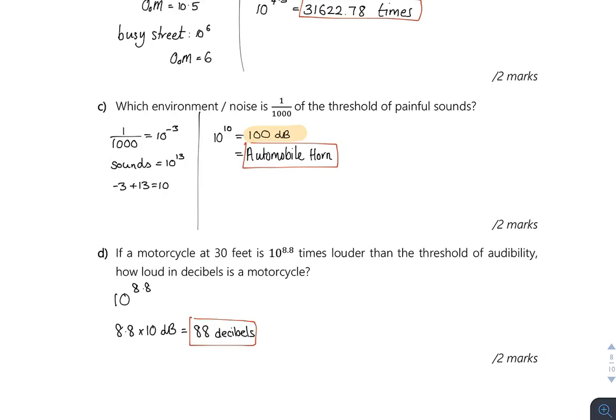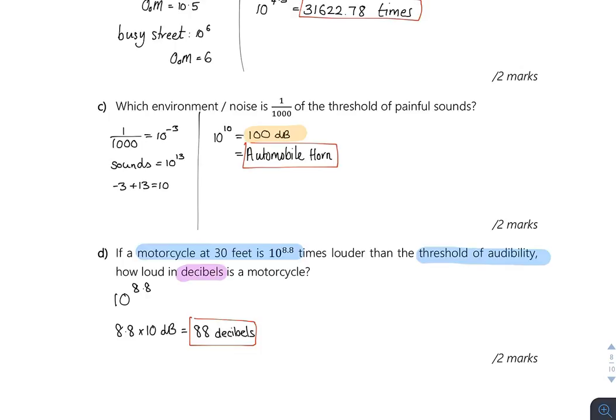Okay, last part, so D. If a motorcycle at 30 feet is 10 to the power of 8.8 times louder than the threshold of audibility, how loud in decibels is a motorcycle? So the threshold of audibility is at 0, which means that if we convert this to decibels, so 8.8 times 10, we can get out a result of 88 decibels. Basically, 2 marks, 1 for the answer, 1 for some kind of conversion. So 8.8 times 10, for instance, would be the second mark.